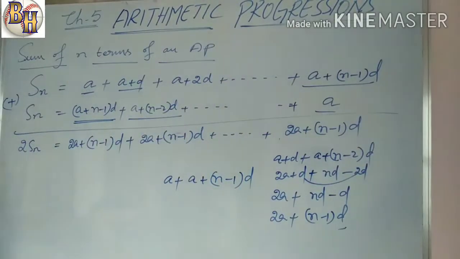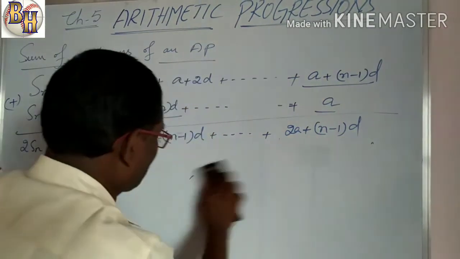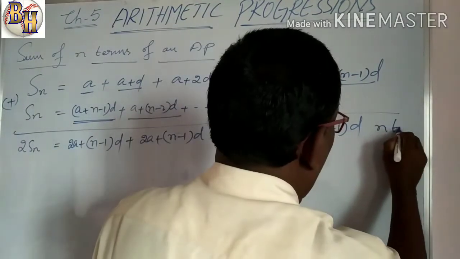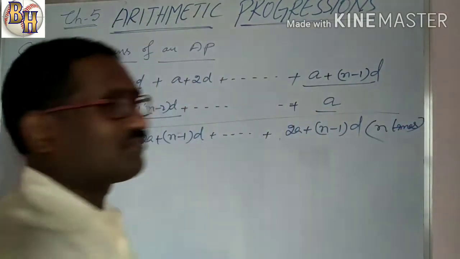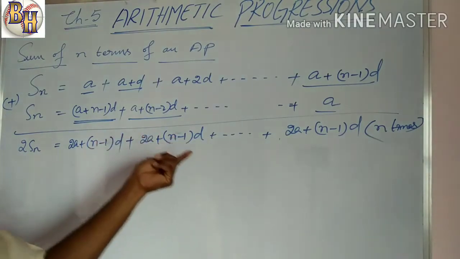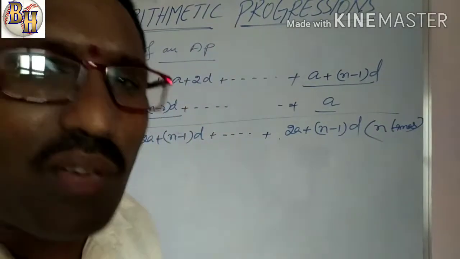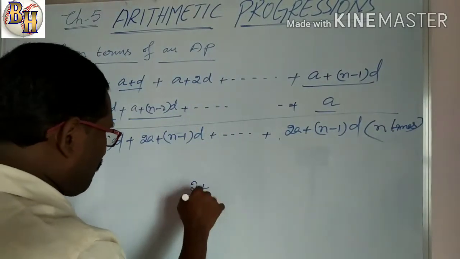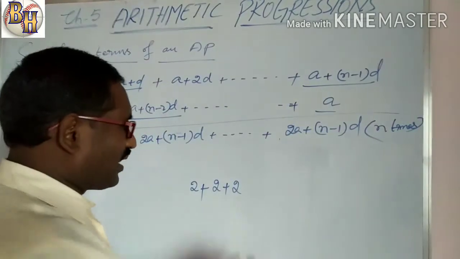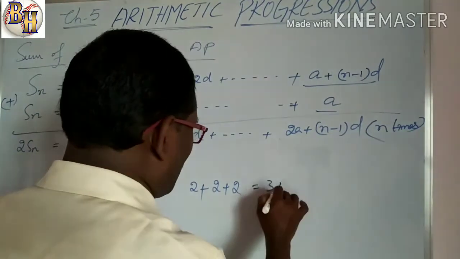So like that, how many times will terms like this come? Here will come n times. All same, 2a plus n minus 1 into d, repeated. How many times? N times. For example, 2 plus 2 plus 2, how to write? Here how many times? 3 times. Repeated addition is called multiplication. 3 into 2 we can write.